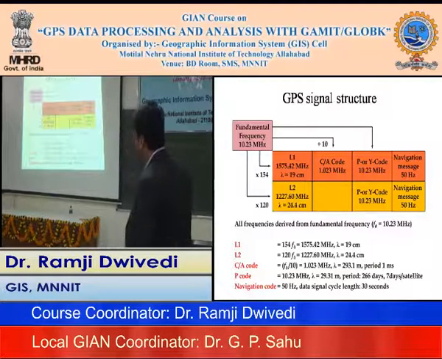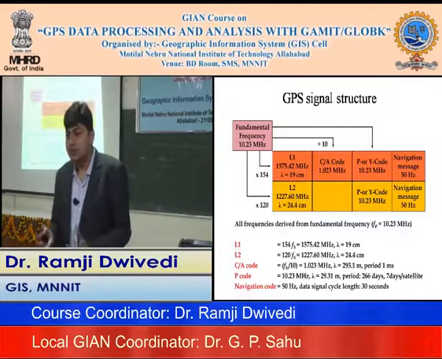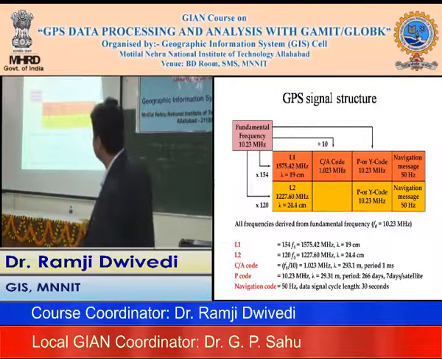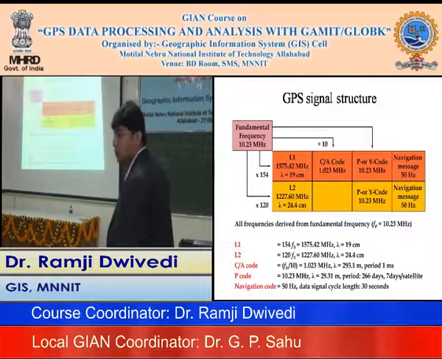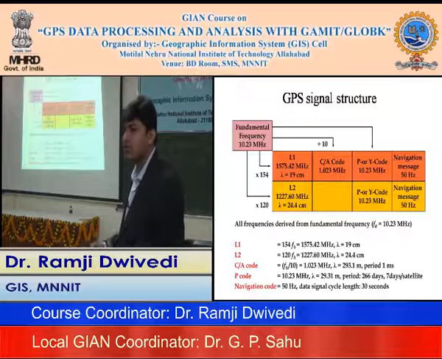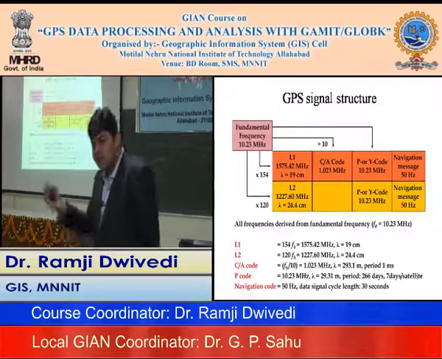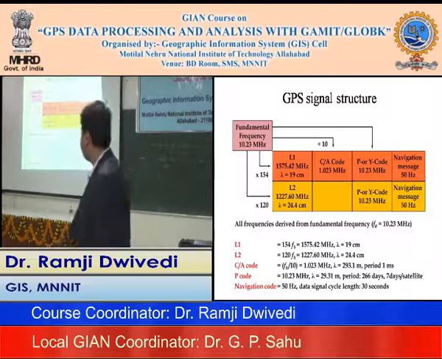As you could see, this portion is empty because the CA code is a civilian access code, which civilians can access. The civilian access code is not modulated on L2, so this information is modulated on L1. We call it information because it is actually helpful for us. The other code is modulated on L2, and they are properly transmitted by satellites to the receiver.